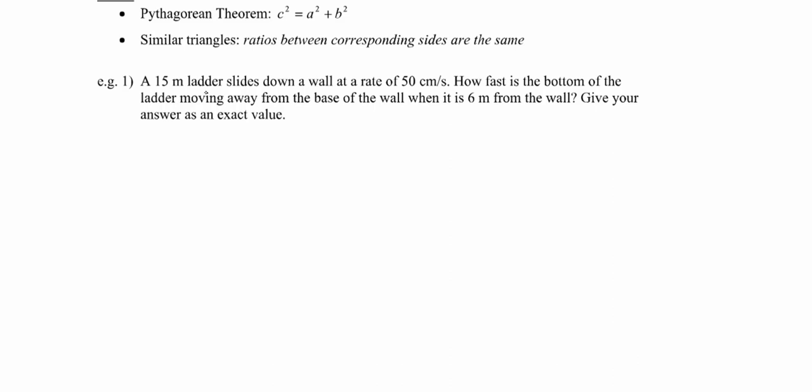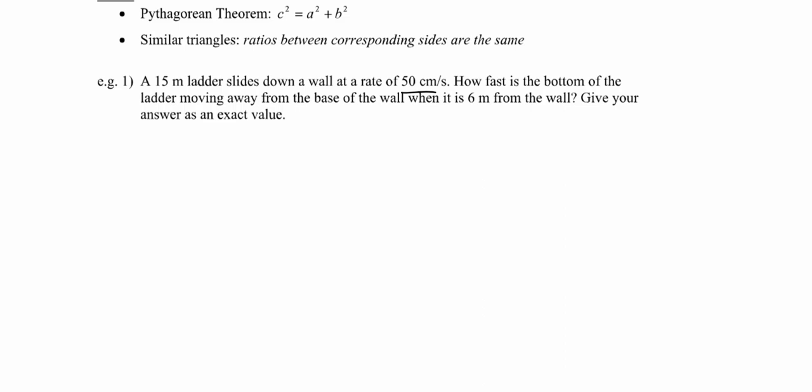We have a 15-meter ladder that slides down the wall at a rate of 50 centimeters per second. It's asking how fast the bottom of the ladder is moving away from the base of the wall when it's 6 meters from the wall. So we're going to have a similar type of situation. With that 6, am I going to be able to just throw that in at the beginning? For some reason, I think not. Probably by the inflection in my voice, you can tell that isn't the case. No, this is changing.